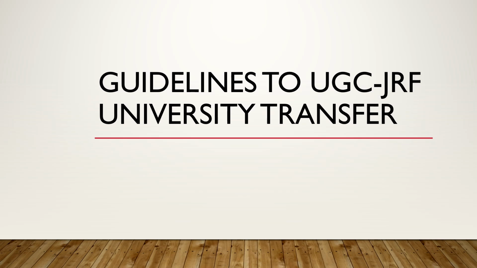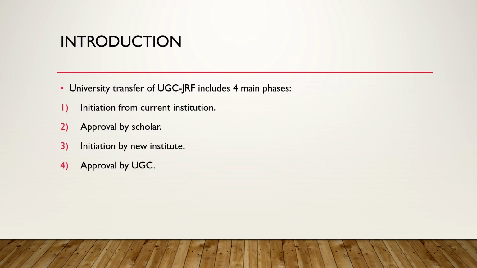Hello everyone. Today I am here to give a clear idea about the UGC JRF transfer from one university to another. The whole process can be divided into four major phases, namely: first, initiation of the fellowship transfer from the current institution; second, approval by the scholar; third, initiation by the new institute; and finally, approval by UGC.